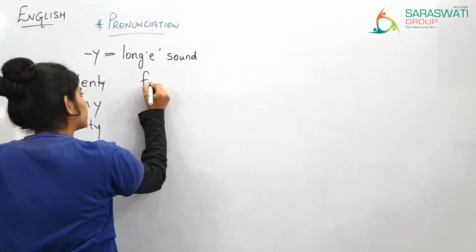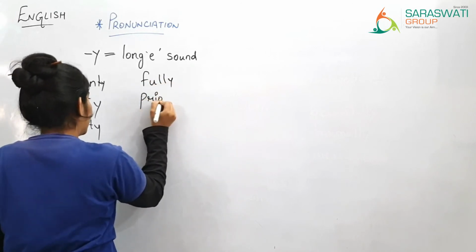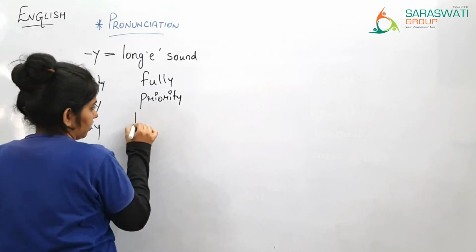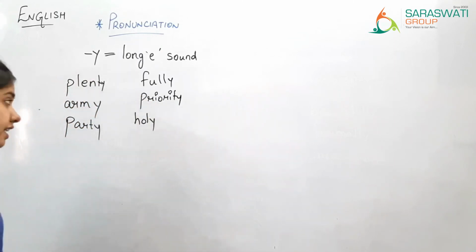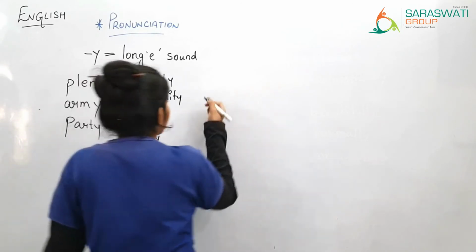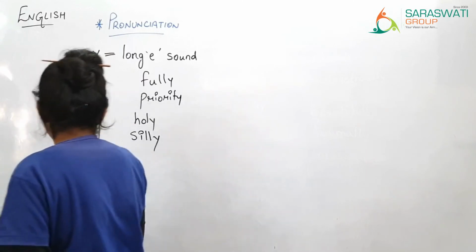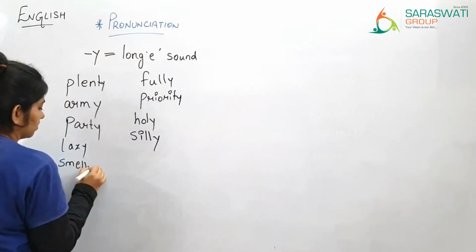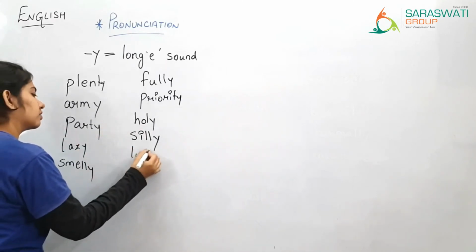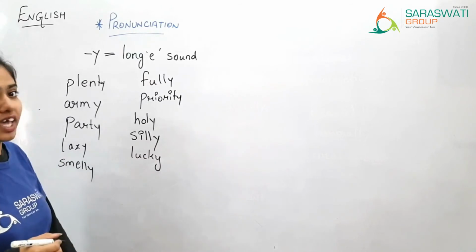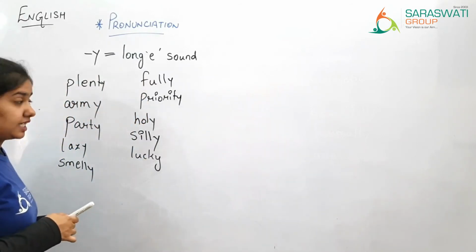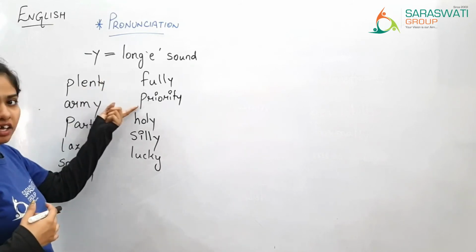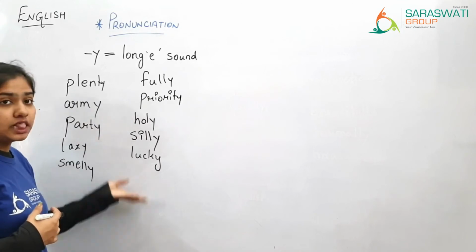Fully. Priority. Holy. Silly. Then lazy, smelly. Lucky. तो आप यहाँ पे देख सकते हो y का जो है वो long e sound है. Plenty, army, party, lazy, smelly, fully, priority, holy, silly, lucky.